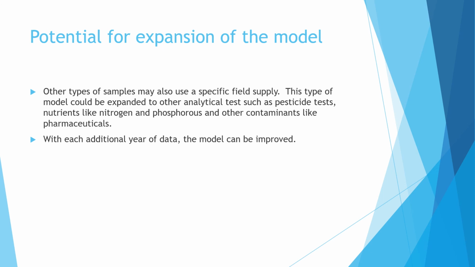I think there's also potential for expanding this model using other types of samples that could possibly have a specific field supply as well. So that could be something like using larger glass bottles for the pesticides test, or different preservatives for nutrients like nitrogen or phosphorus. And sometimes we collect pharmaceuticals and there's a specific kit for collecting those. So monitoring those types of field supply sales may also be really useful to expand the model. And maybe there's 3 or 4 key field supplies to monitor that could be used to predict the whole lab's summer sample demand.